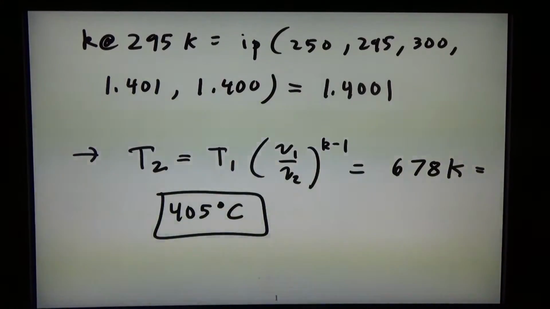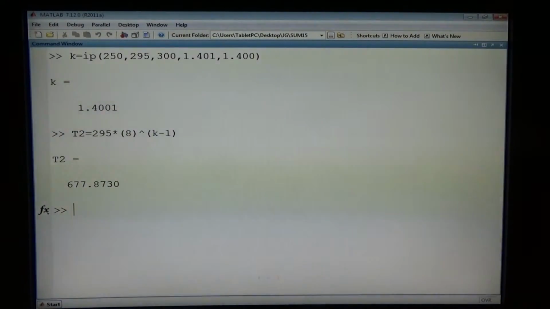So one thing before I explain this result, I want to go back and see how sensitive this function is to the value of k that I use. Let's say, for instance, I was getting lazy and didn't want to interpolate, and I just used k of 1.4 instead of 1.4001. Let's see what we get. That doesn't change our answer too terribly much, 677.7. So it doesn't really change it if we round it off to 678.